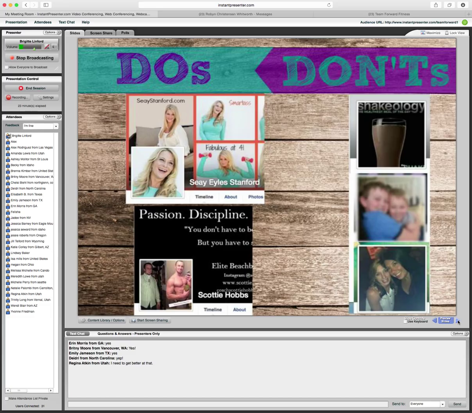Don't use a picture of your kids. Don't use a picture of Shakeology or Beachbody or anything like that. That is a big no. So pay attention to what profile photos you use.